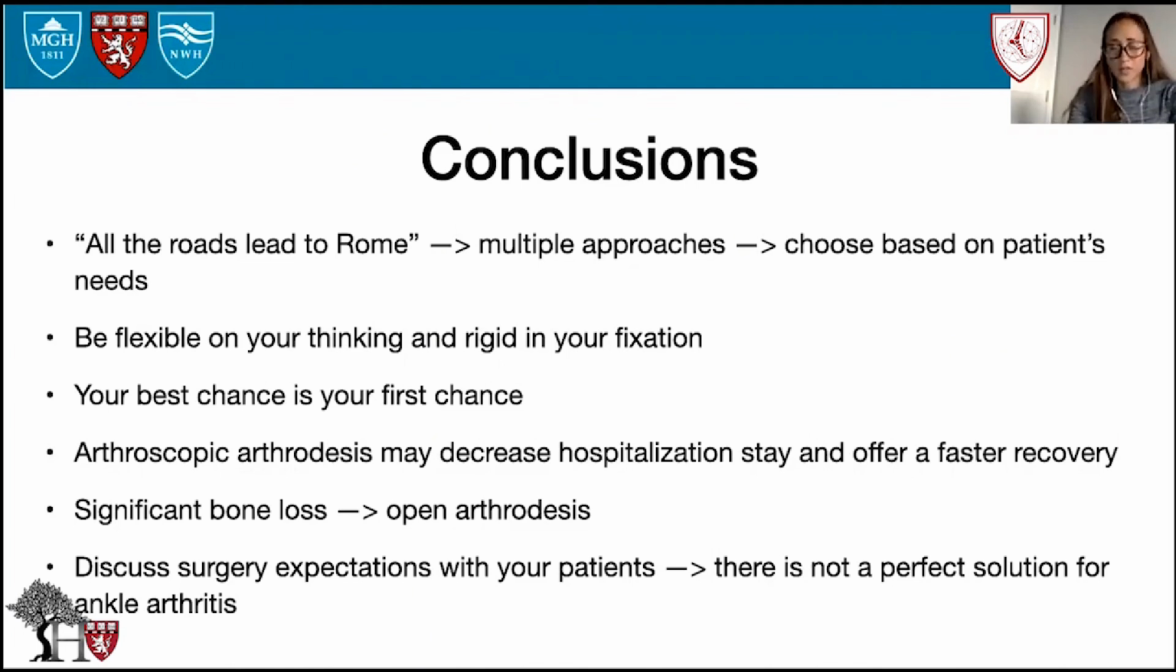Arthroscopic arthrodesis might decrease hospitalization stay and offer a faster recovery, but it is not the appropriate approach for everybody. But if it is appropriate, try to do it and try to expose yourself more to this approach. Significant bone loss, in other words, means open arthrodesis, so you can see what you're doing and you can actually address the deformity more appropriately.